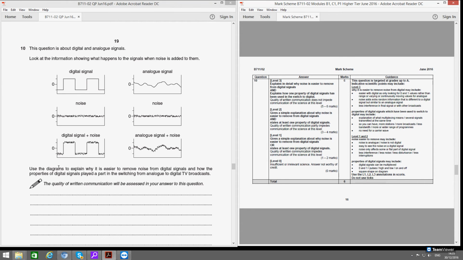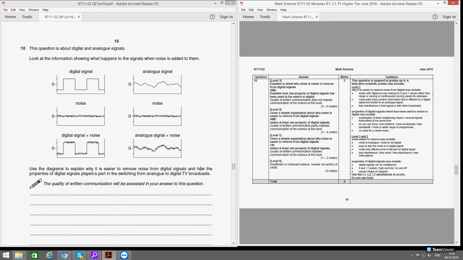You can see use the diagrams. That is definitely a command, so use the diagrams. And the second one there is to explain why it's easier. That's the command word there, explain. And then the final one I would say here was how the properties. It's asking you a how. So that's your other command word. So this is what you need to be thinking of when you're looking at questions in an exam.